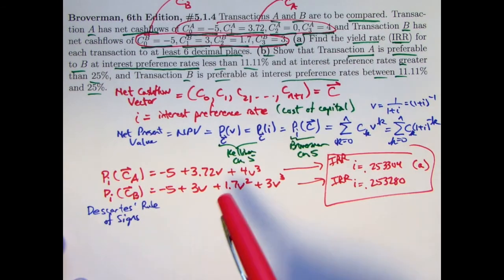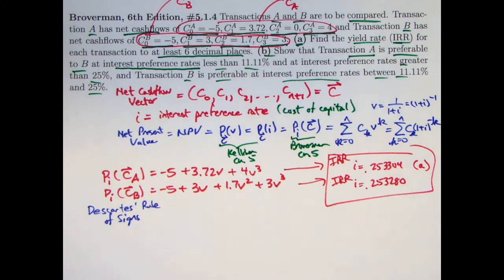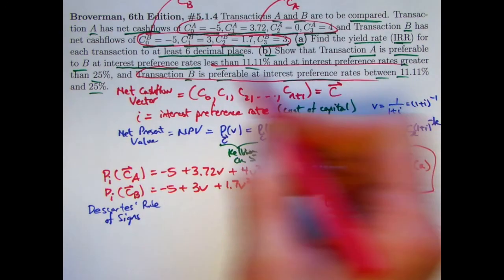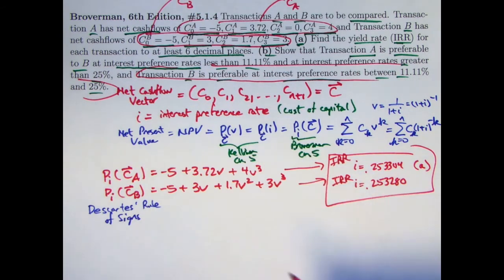All right, but now we're in part B, we are ultimately going to think about I as a variable. I'll still use this notation. Let's focus just on this part. Where is transaction B preferable to transaction A? And then the flip side will be the answer to the other one.